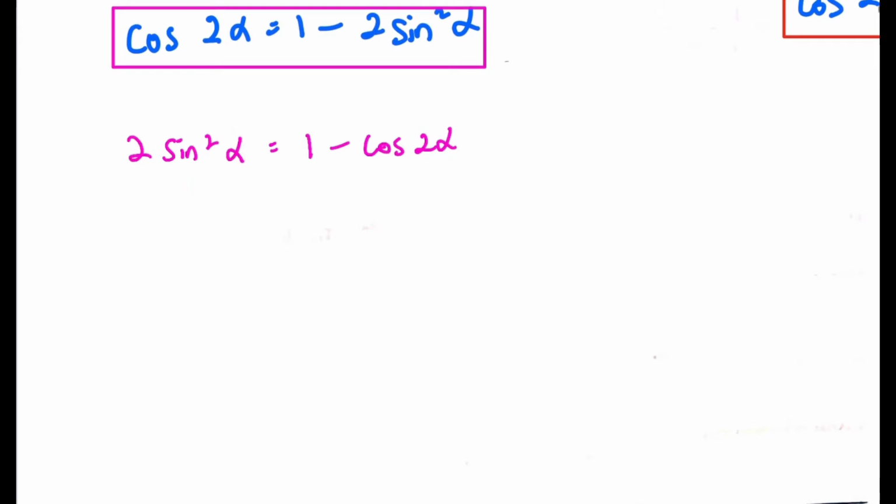Next, let's divide both sides with 2. So you are left with sine squared alpha is equal to 1 over 2, 1 minus cos 2 alpha. So now, if you have something with sine squared alpha, you can substitute it with this value here, half in bracket 1 minus cos 2 alpha.